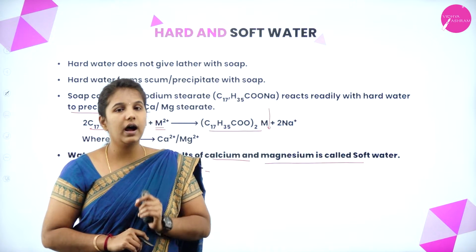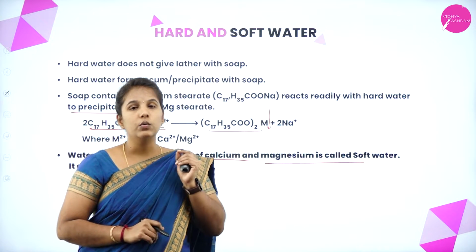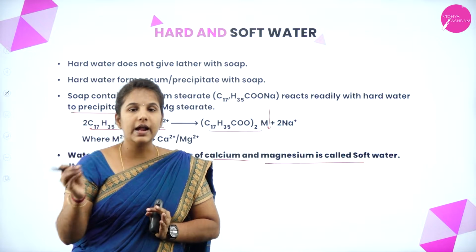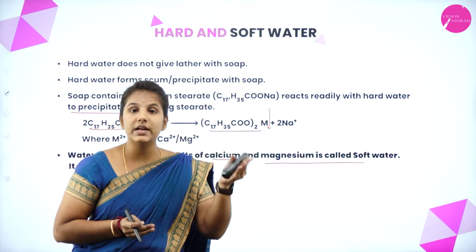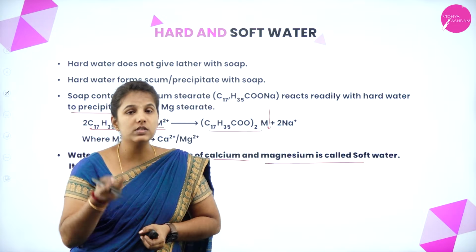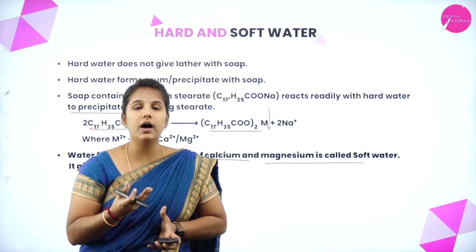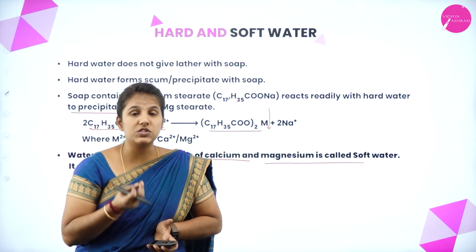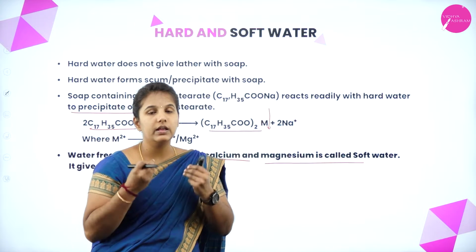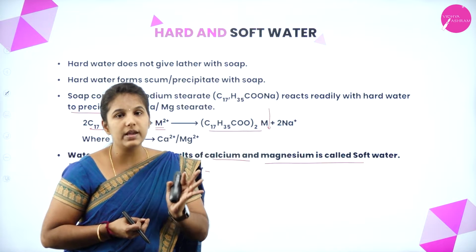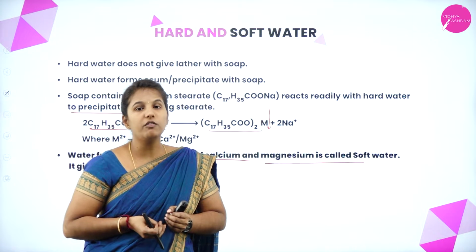So why does hard water not form a lather? Because when you take hard water and dissolve soap in it, it does not form a lather. Instead, it forms a scum. That is mainly because the sodium salts of fatty acids, that is the soap, form magnesium or calcium stearate. This calcium or magnesium stearate is nothing but a precipitate, which makes the water behave as hard, and it is not responsible for the formation of lather.